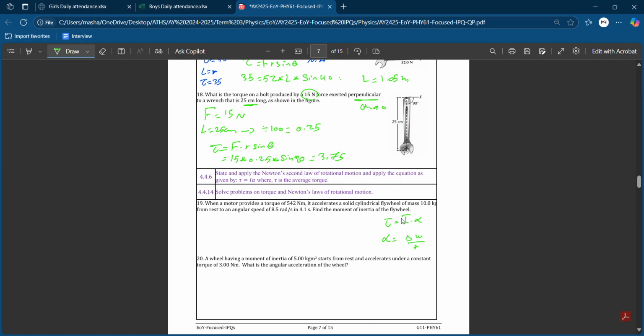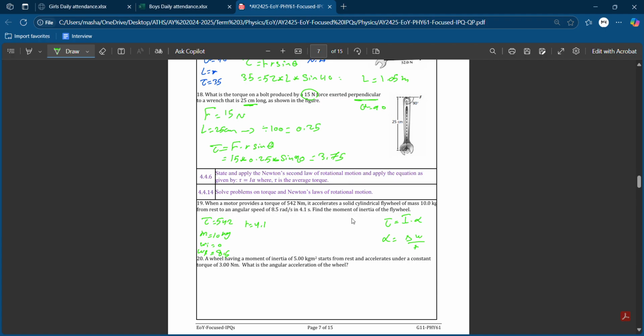Let's read the question. When a motor provides a torque, he gave me a torque which is 542 Newton meters. It accelerates a solid cylindrical flywheel, and he gave me the mass equal to 10 kilograms. It's from rest, so omega initial equals 0, to a final speed of 8.5 radians per second. He gave me the time, which is 4.1. Find the moment of inertia.